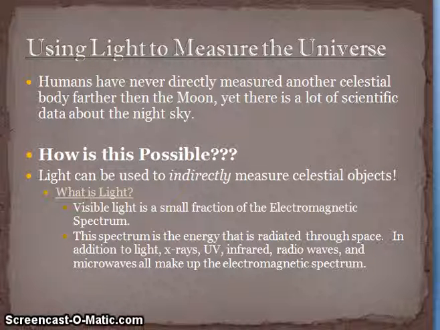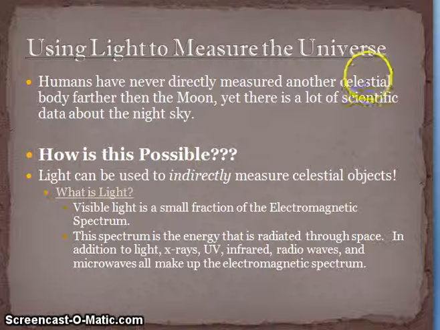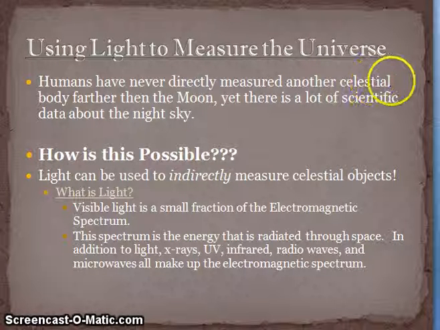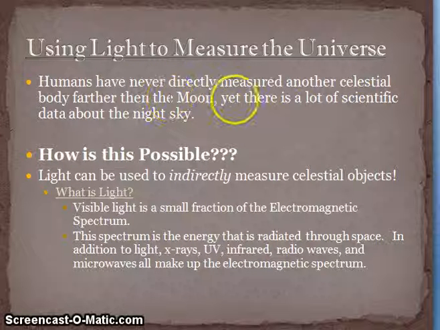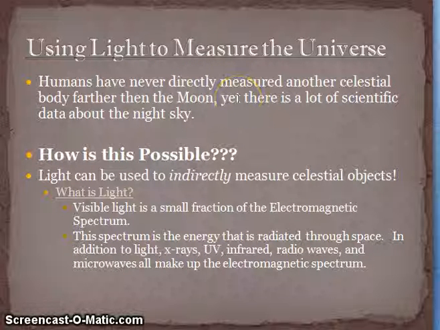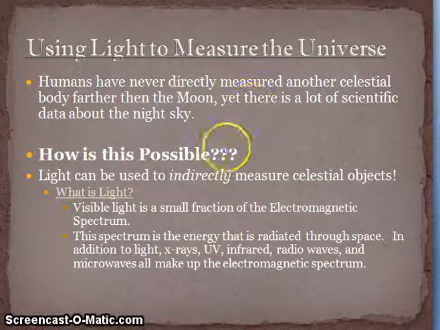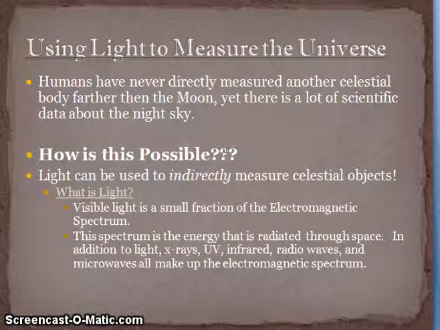Directly means going there and actually being on the surface and collecting information, people doing that. And celestial is a new word that we'll be talking about a lot in astronomy. That just means objects beyond the Earth's atmosphere. So we haven't been any other place but the moon, yet we have so much scientific data about the night sky. So how is that possible? How does that occur? And today we're going to learn how we can use light to help us learn more about these distant objects.